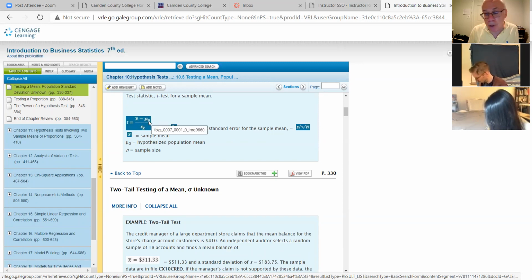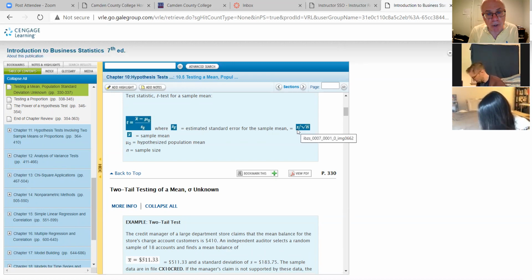And the numerator is exactly the same. But this whole statistic now is called a t. This is actually the definition of a t, where the numerator is x bar minus mu, and the denominator is the standard error. But the standard error is in terms of the sample standard deviation, not the population standard deviation.